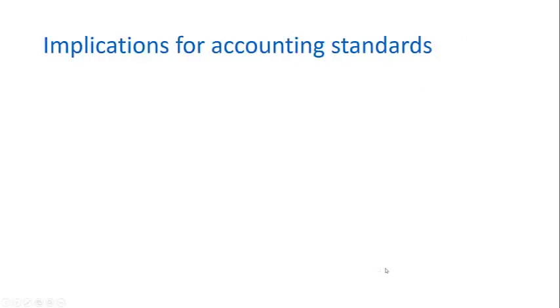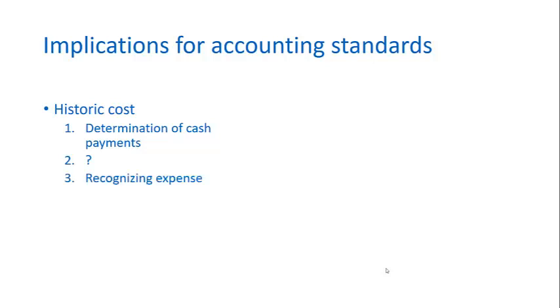In terms of the implications for standard setting, well, once again, you can say that we could have accounting standards which either adopt an historic cost approach, and if it's an historic cost approach, it's going to require us to determine the cash flows that we have to consider. There's going to be no limit on the cash flows that we recognise because, generally speaking, while we're concerned with limiting the value of assets, we're not concerned with limiting the value of liabilities, and then it's going to stipulate how we recognise the expense.